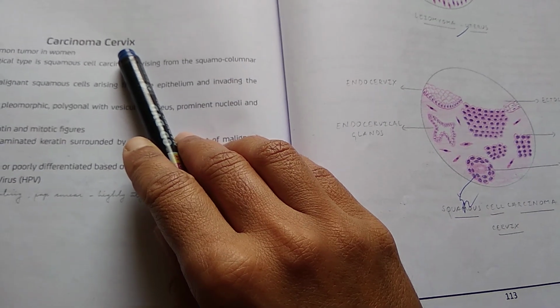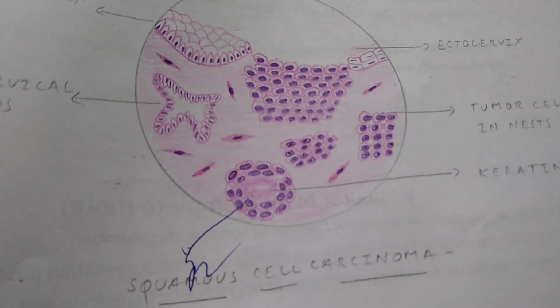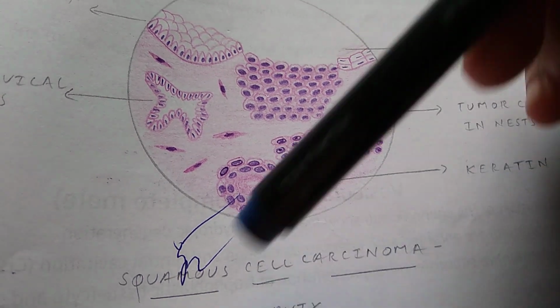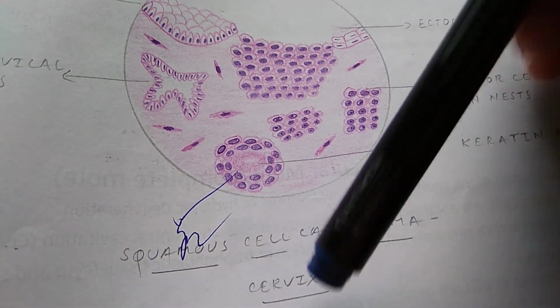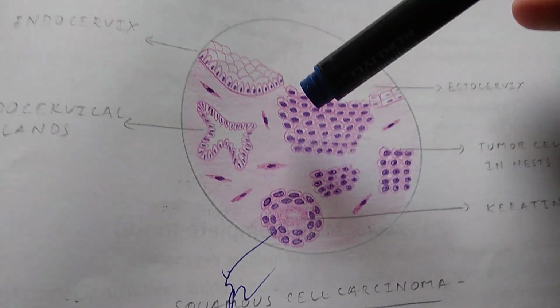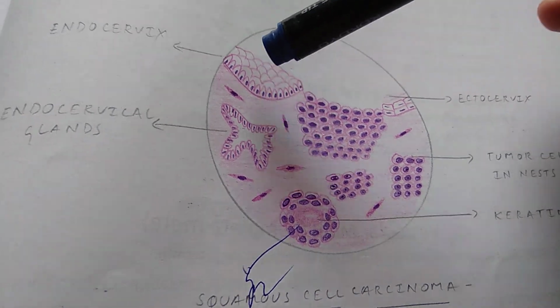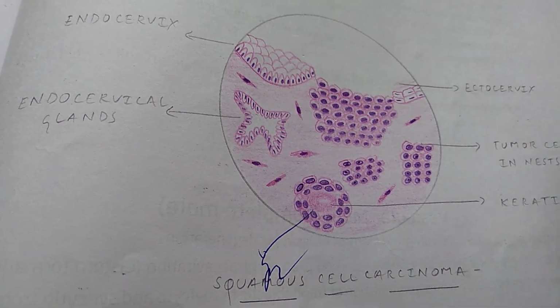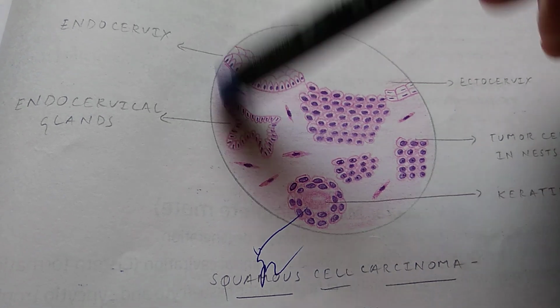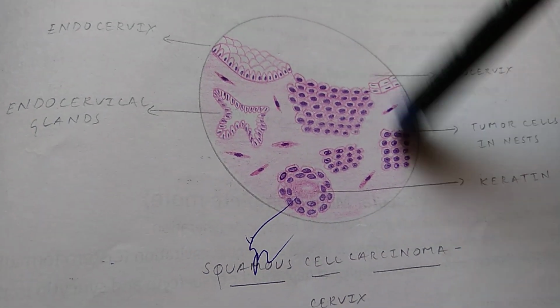Carcinoma cervix. Shall we look at this, guys? Very important in your obstetrics. You will learn so much about it. So if you can draw this diagram, it will help you a lot to gain marks. See, squamous cell carcinoma of cervix. What will you show here? Endocervix. Endocervical glands. On this side they have shown ectocervix. So this is endo, this is inside, this is ecto, this is ectocervix.